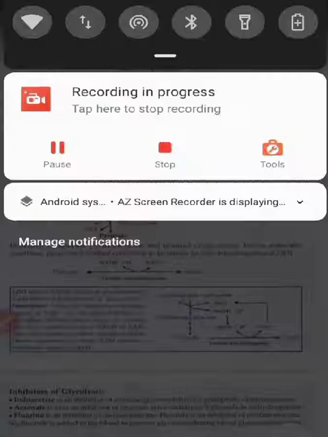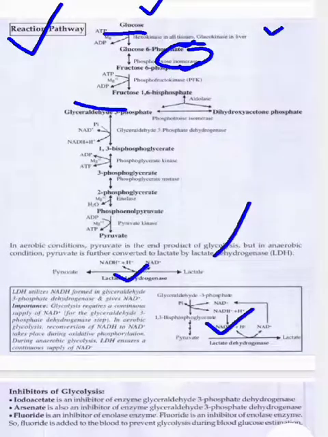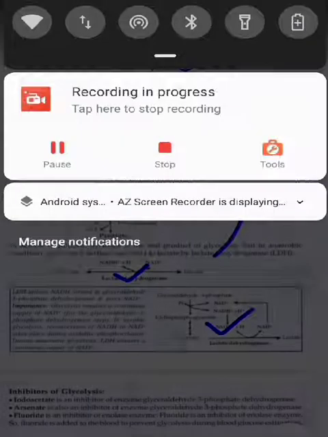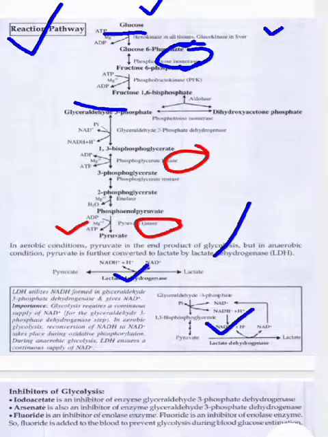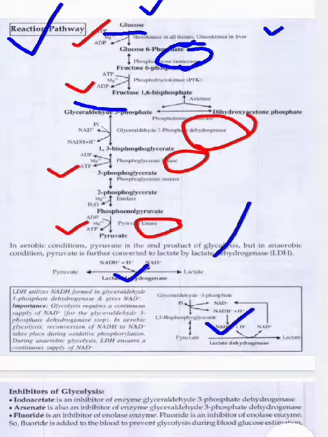Okay, now I'll give one trick. Wherever kinase is present, kinase means it gives one phosphate group. See, pyruvate kinase, phosphoglycerate kinase, phosphofructokinase, hexokinase. And wherever dehydrogenase is present, it removes hydrogen. See, it gives hydrogen for NAD plus formation.